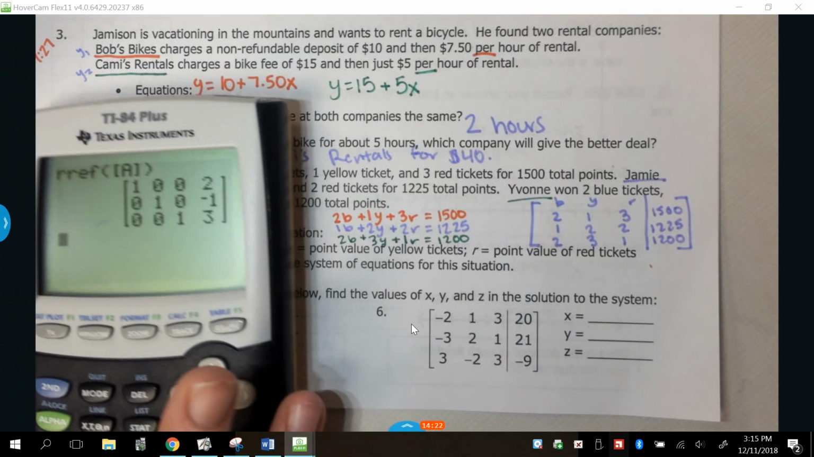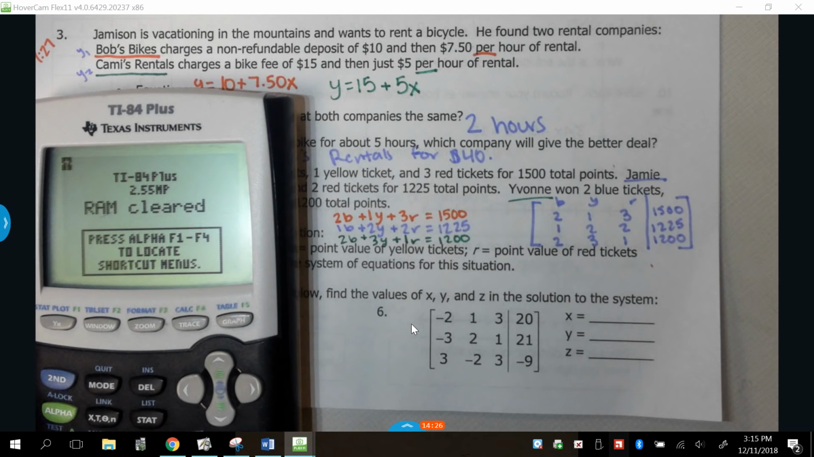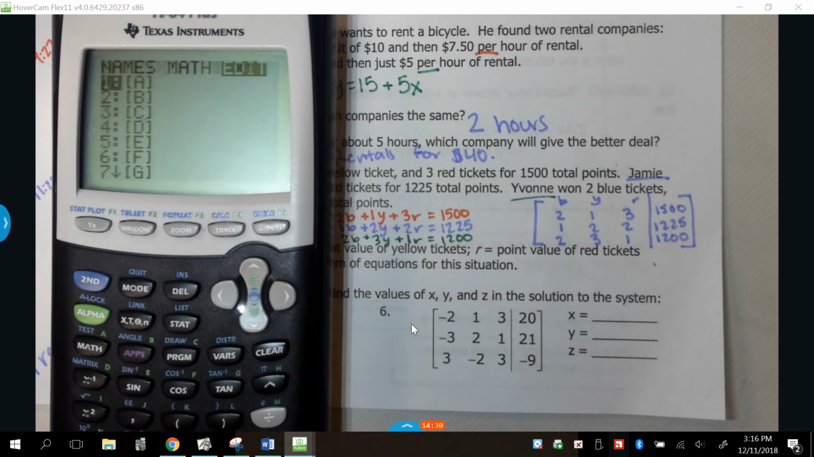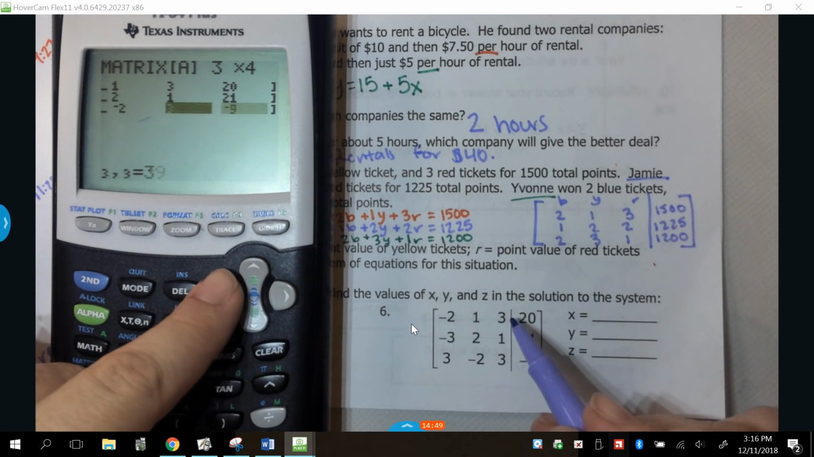So again, same thing. I'm going to clear my calculator. I'm going to go second matrix. Go over to edit. This is a 3 by 4. So negative 2, 1, 3, 20. Negative 3, 2, 1, 21. 3, negative 2, 3, negative 9.